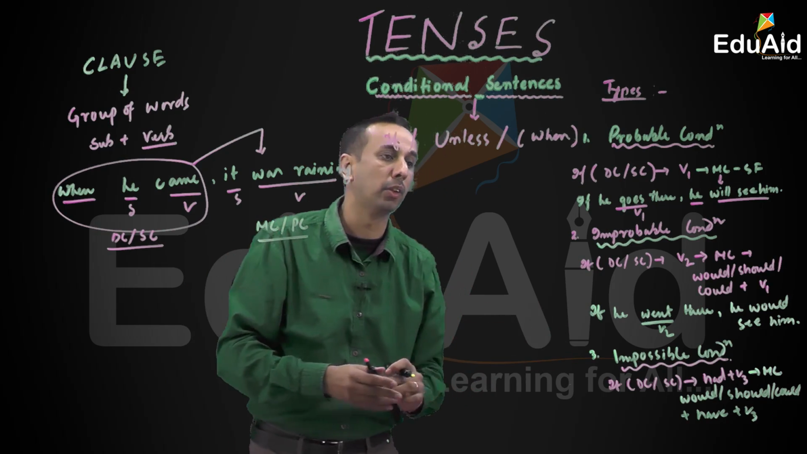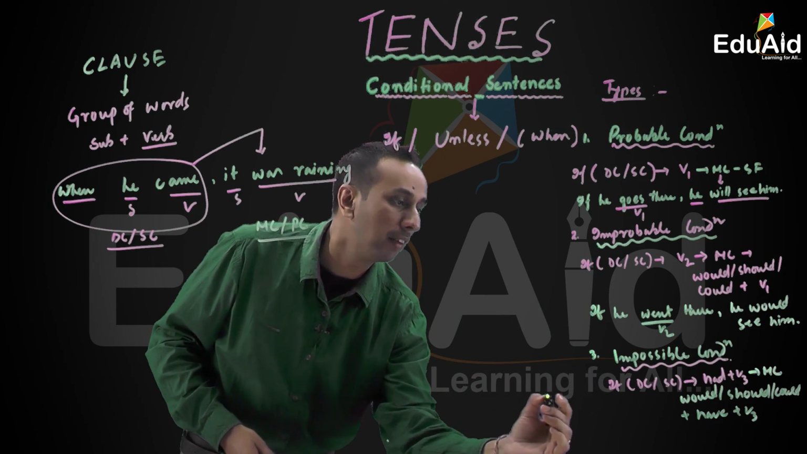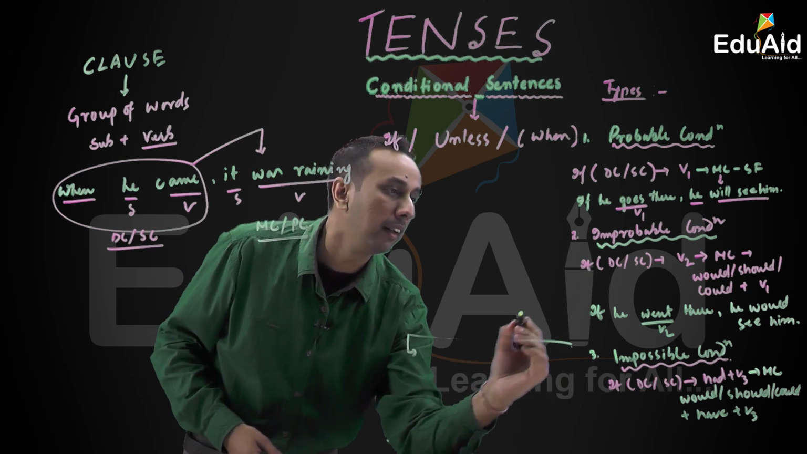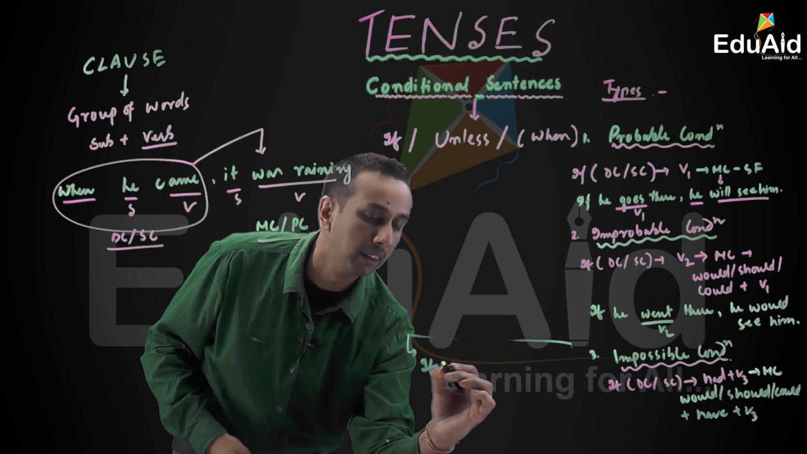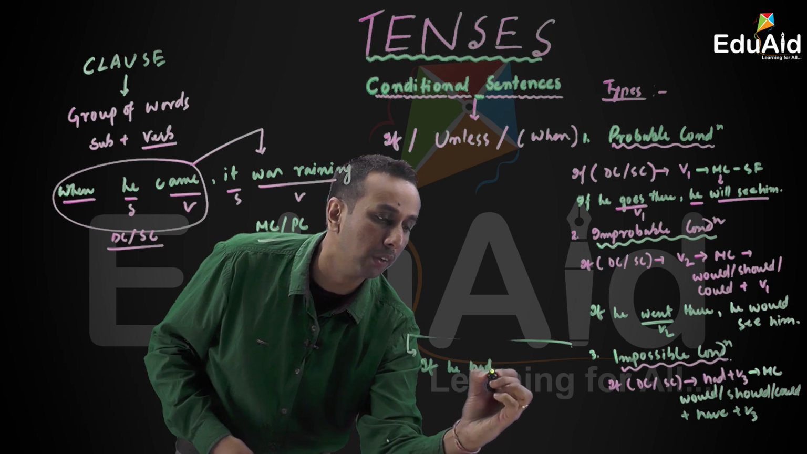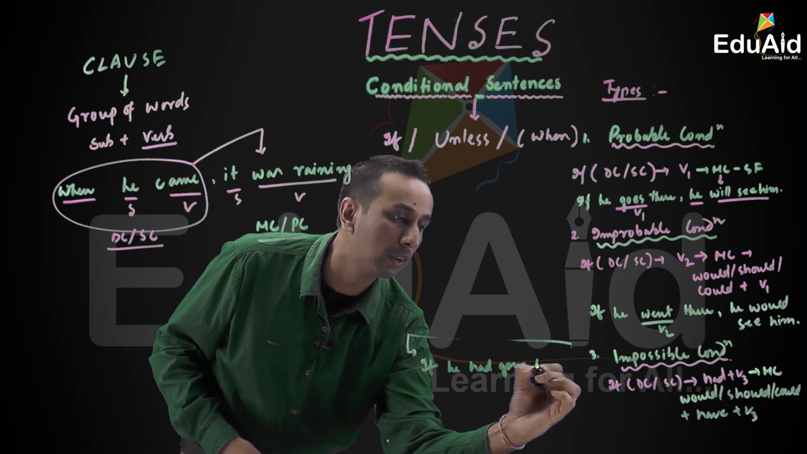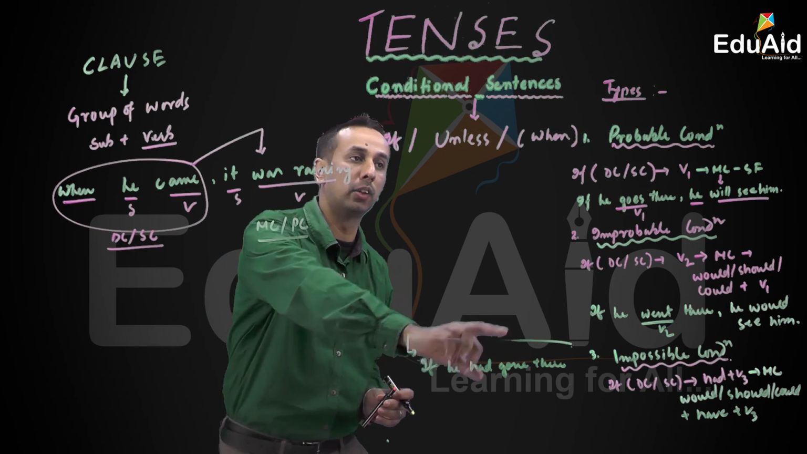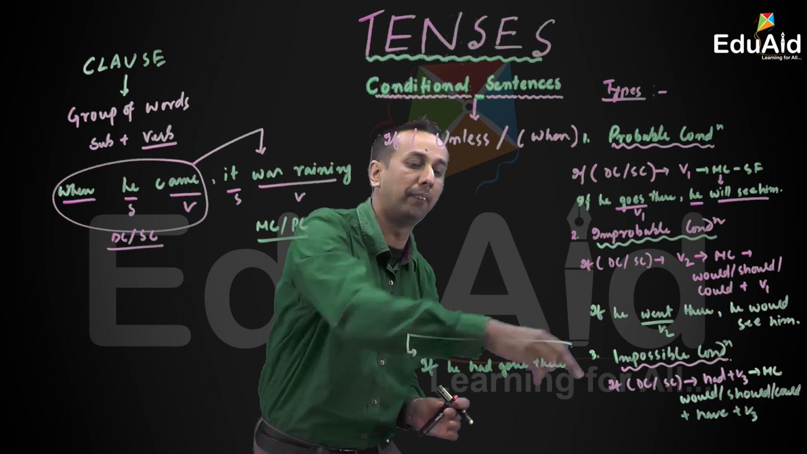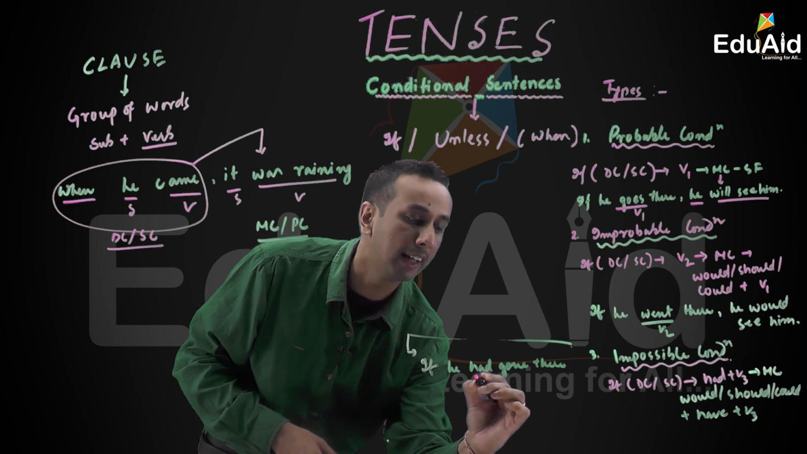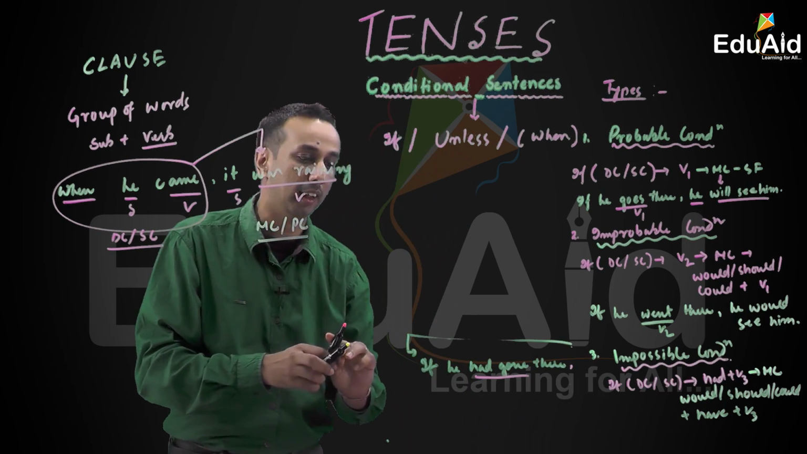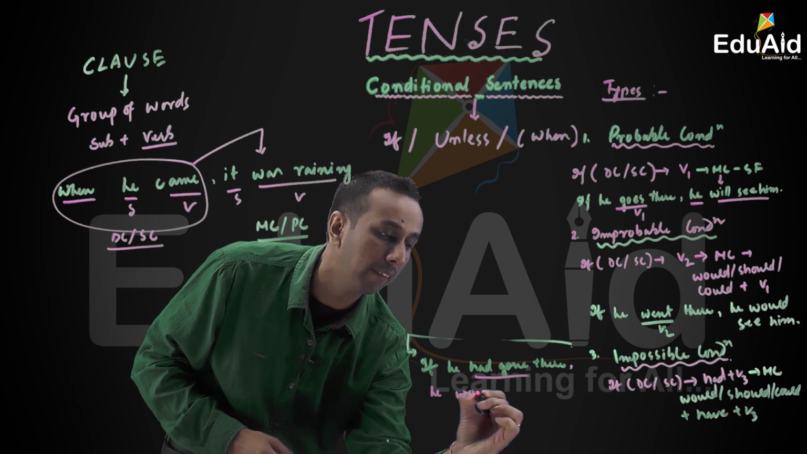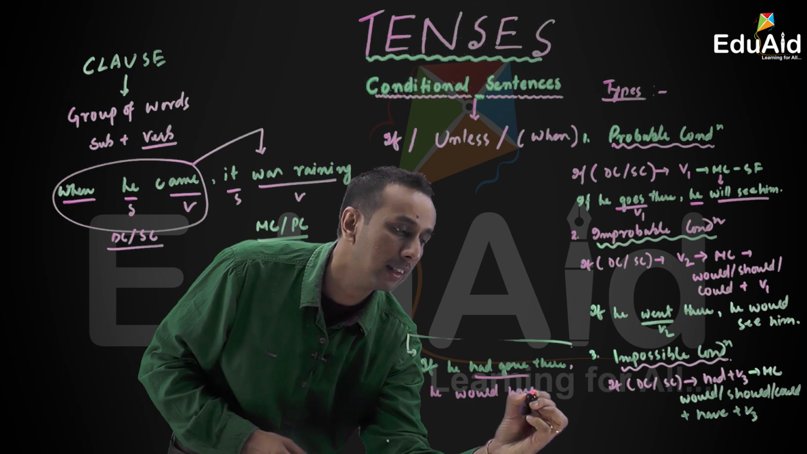Let's have the same sentence rolling again. See the example here. If he had gone there. See the difference? If he goes, if he went, this time around it is had gone there. Now the main clause will be he would have seen him.